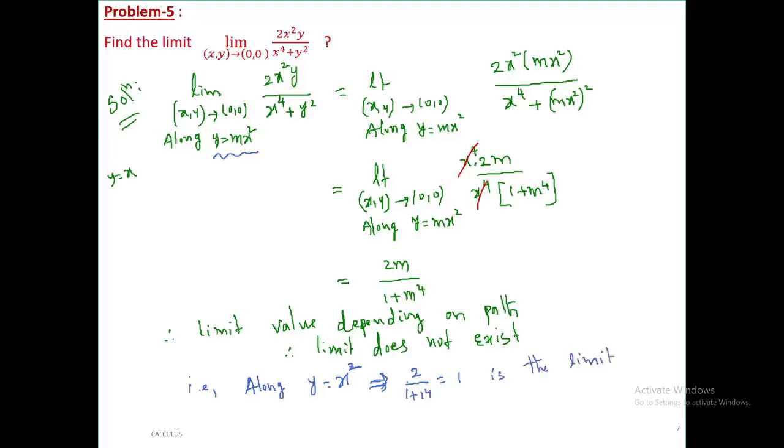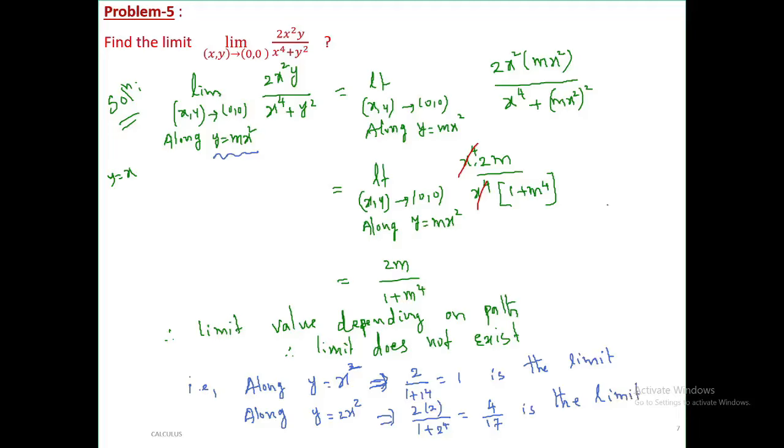Okay. Now along the second path, along y is equal to 2x square you take. That means m is equal to 2 I am taking. Look, both paths go to the origin. Now substitute m equal to 2. So 2 into 2 divided by 1 plus 2 to the power of 4. So now you will get 4 by 17 as the limit. Look, two different limits you are getting along two different paths, therefore the limit does not exist.